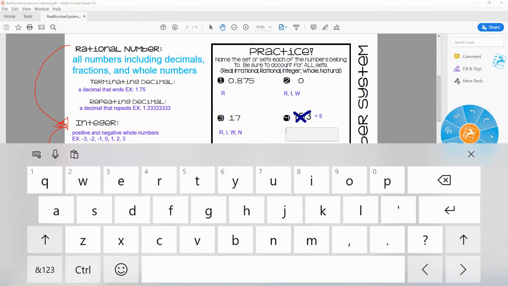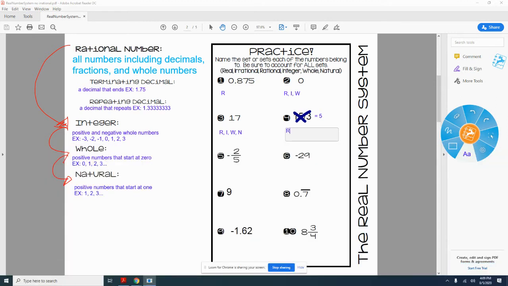Is 5 a rational number? Well, yes, every number is a rational number. Is it an integer? Is it a positive or negative whole number? Well, it's on the number line on the positive side, so yes, it's an integer. Is it a whole number? If I start at 0 and go up, will I come to the number 5? Yes, it's a whole number. Natural number. Is it a positive number that starts from 1? So if I started at 1 and counted up, would I get to 5? Yes. And that's all that we have.